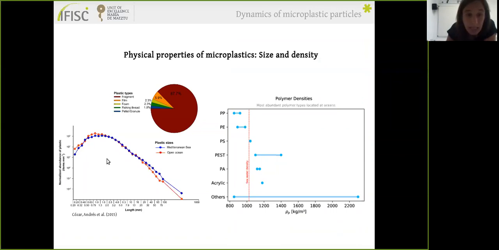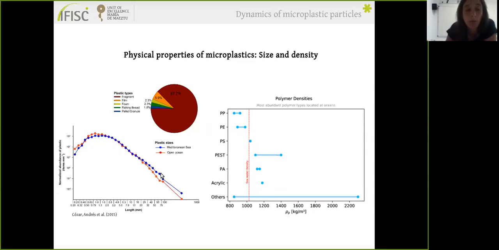First, we look at the size. And here we have also a picture from COSAR, in which we see that there is a size selective distribution of microplastic. Here we have the radius size of the plastic on the horizontal axis, and on the vertical axis we have the amount of plastic that we find at the ocean surface. And it is estimated for the Mediterranean Sea and, on the other hand, for the open ocean.